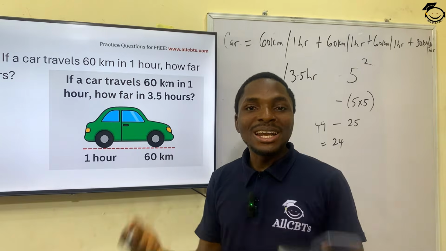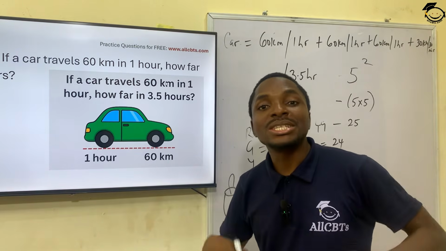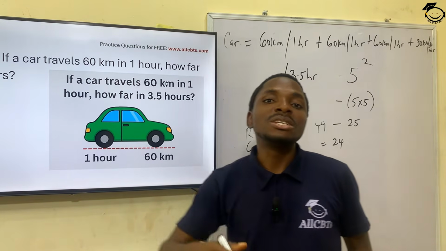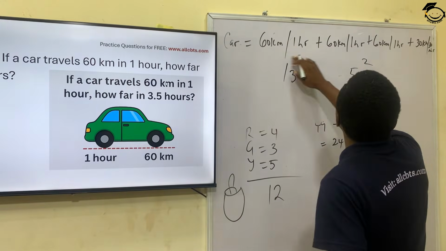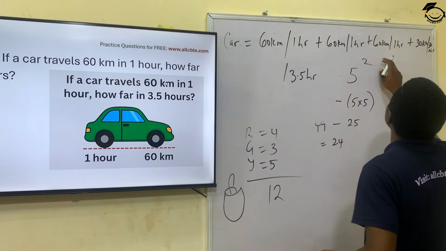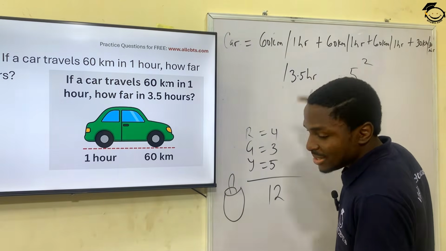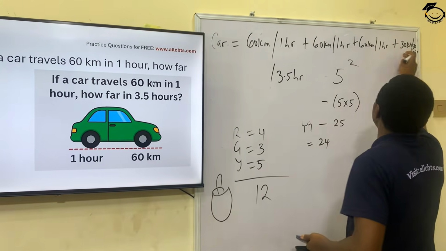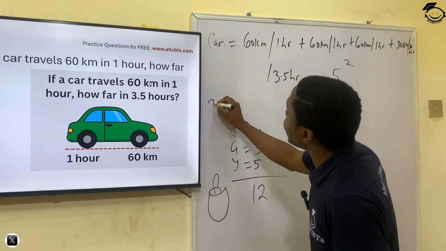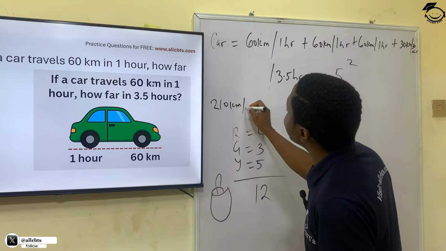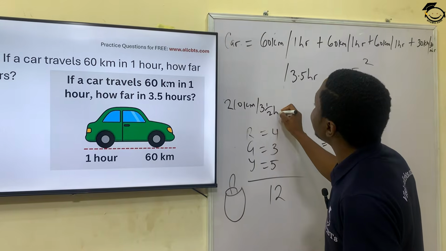Yes, because 1 hour divided by 2 is 30 minutes. So that means it travels 30 kilometers in 30 minutes. So by the time you add everything together, 60 plus 60 plus 60 will be what? 60 times 3, 180 plus 30, 210. So it travels 210 kilometers in 3.5 hours.